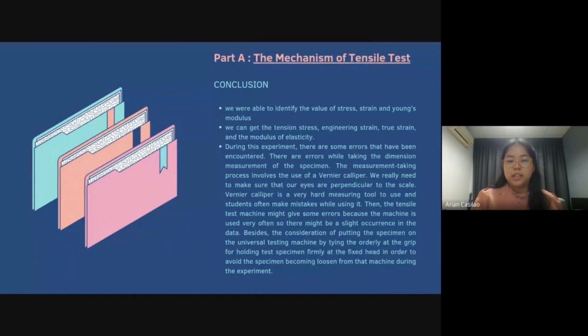To address these challenges, a deliberate effort was made to properly arrange and bind the specimen to the grip, maintaining a firm hold at the fixed head and preventing any unintended loosening during the experiment. While challenges were encountered, the experiment provided valuable data for understanding the behavior of high-density polyethylene under tension, with an awareness of the potential sources of error contributing to a more comprehensive interpretation of the results.